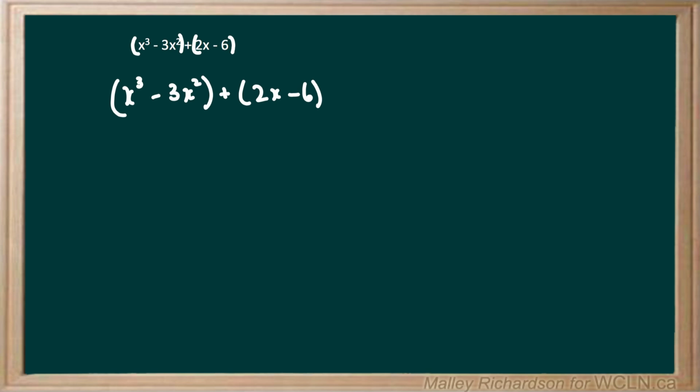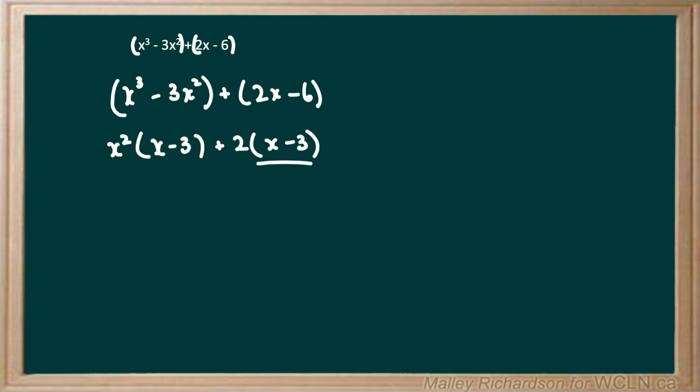Now within each of these brackets, let's see what we can factor out. In our first bracket, we have x cubed minus 3x squared. So the highest term that we can factor out is an x squared. So we'll take an x squared out of each term, and we're left with x minus 3. Now let's see what we can factor out of our second bracket. We have 2x minus 6, and the highest factor would be 2, so we're going to factor out a 2 from our brackets. So we're left with x minus 3.